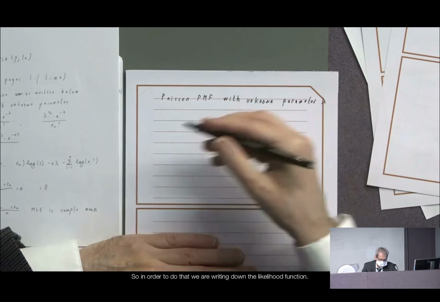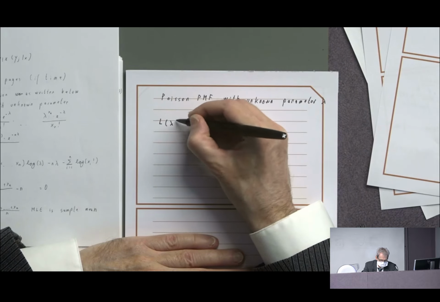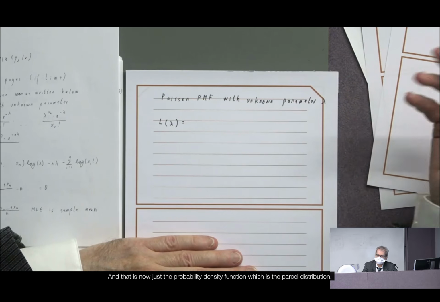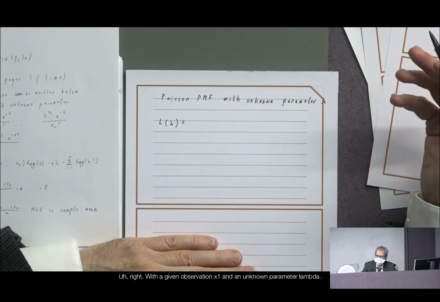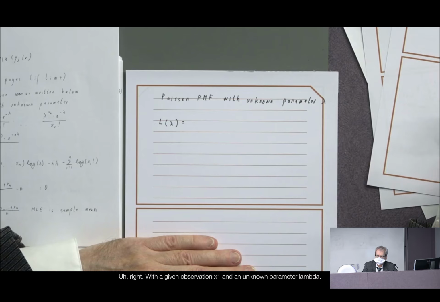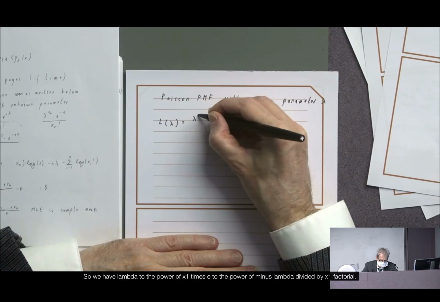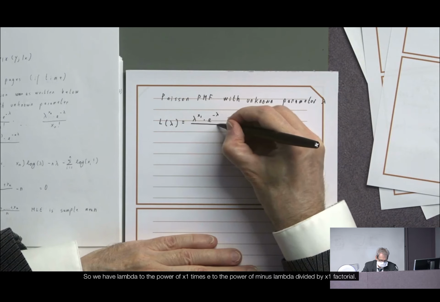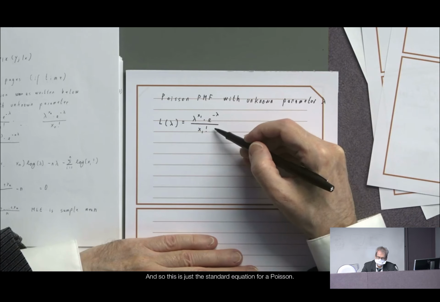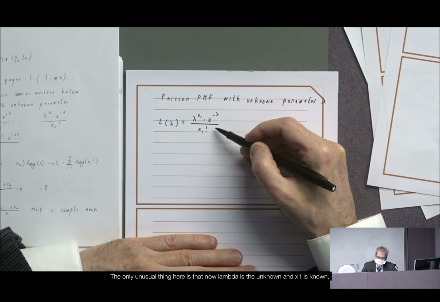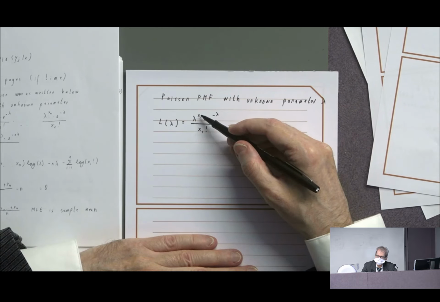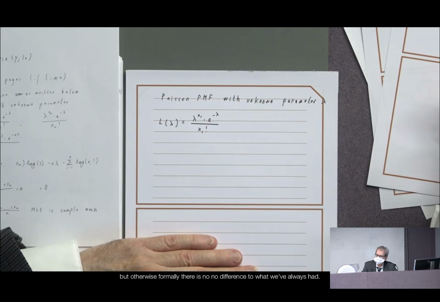So in order to do that, we are writing down the likelihood function, and that is now just the probability density function, which is the Poisson distribution, right, with a given observation x1 and an unknown parameter lambda. So we have lambda to the power of x1 times e to the power of minus lambda divided by x1 factorial. And so this is just the standard equation for a Poisson. The only unusual thing here is that now lambda is the unknown and x1 is the known. But otherwise, right, formally, there is no difference to what we've always had.